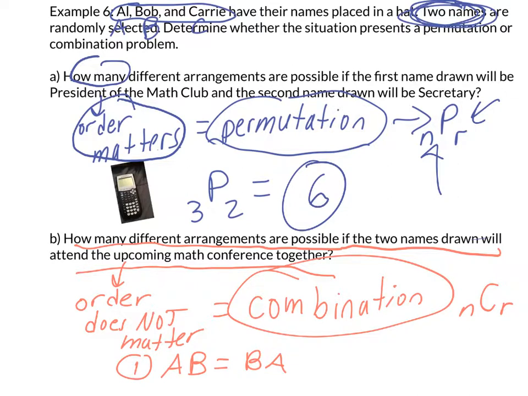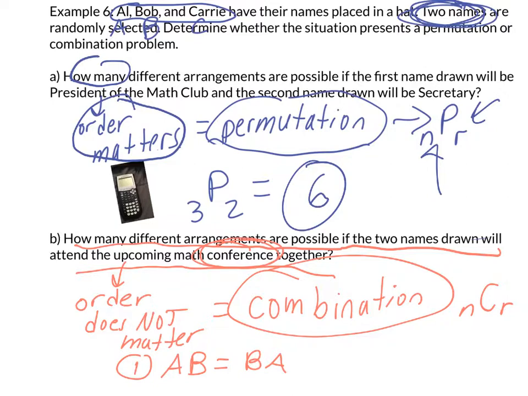So I am no longer double counting these pairs of names like I did with A. So Al then Bob, or Bob then Al. Who cares the order we draw the names? You're both going to the same exact conference together, regardless of the order I draw the names. There is no advantage or disadvantage to being selected first.